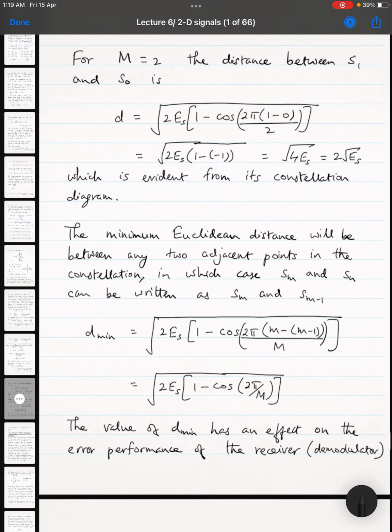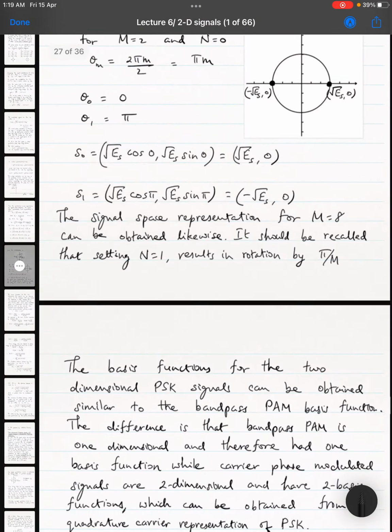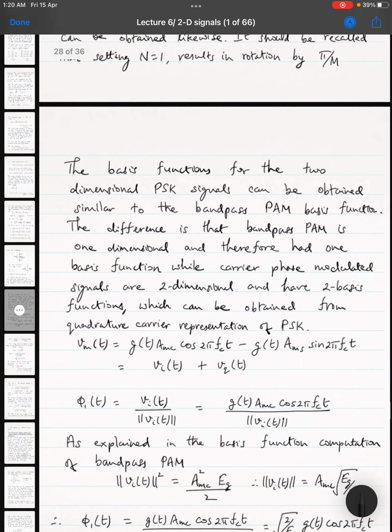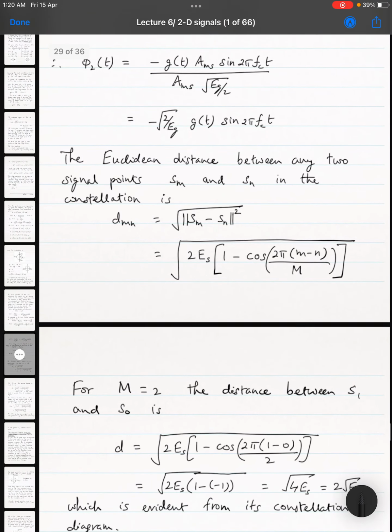Okay, so one of the points of interest for us is the minimum Euclidean distance. So if we have a set of points in the geometric representation representing the m different signals, certain signals may be far away from each other and certain signals may be close to each other. So for example, if you look at the case for m equal to 4, the distance between these two signals is different than the distance between these two signals, right? So we want to calculate in a given constellation what is the minimum distance between any two signal points.